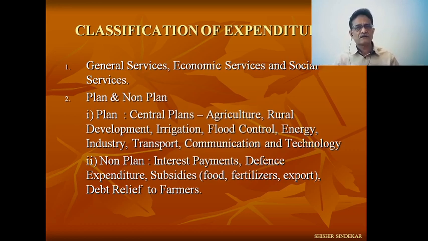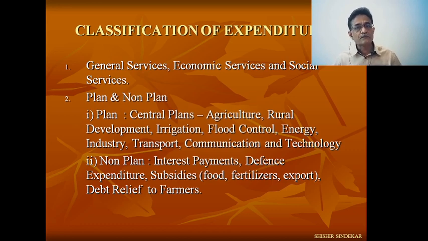Similarly, plan expenditure: previously we had five-year plans, and for each of those five years the government spent amounts on specific purposes, so it was called plan expenditure, for the agricultural sector, rural sector, irrigation, flood control, energy, industry. So in this way, the government prepares a plan and accordingly the government was spending.